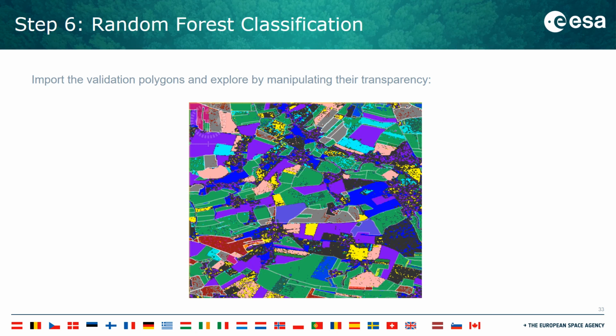And here we do a sort of validation. We import the validation polygons from the CheckAgri demonstrator project, and we manipulate their transparency, looking at their labels, to see if what was recorded on the field matches the classification that our random forest classifier tells us. You can find those validation polygons in the folder OX validation data.